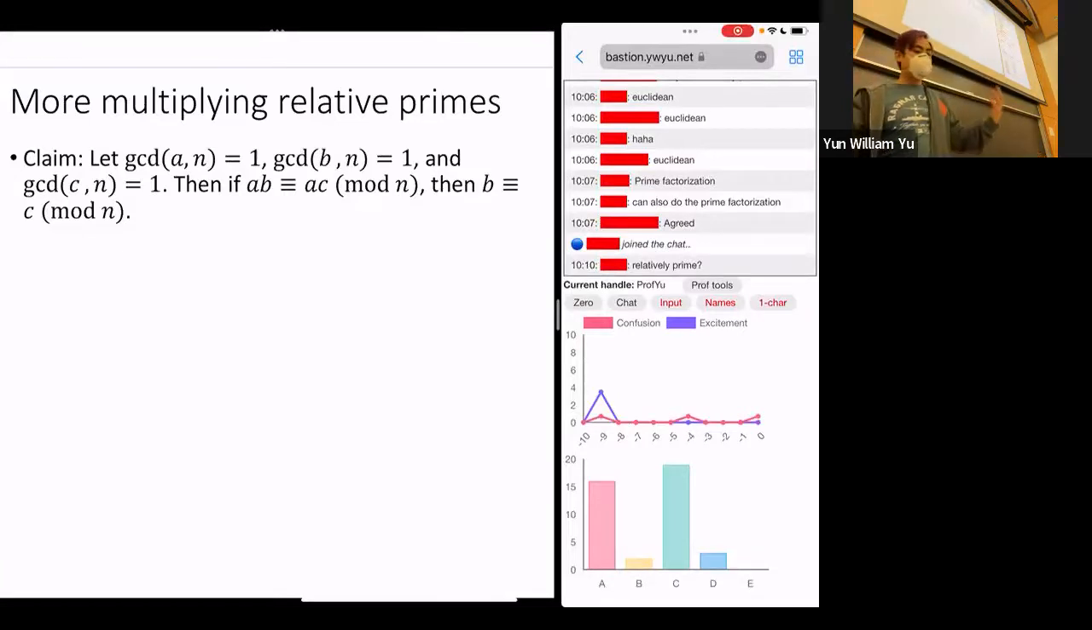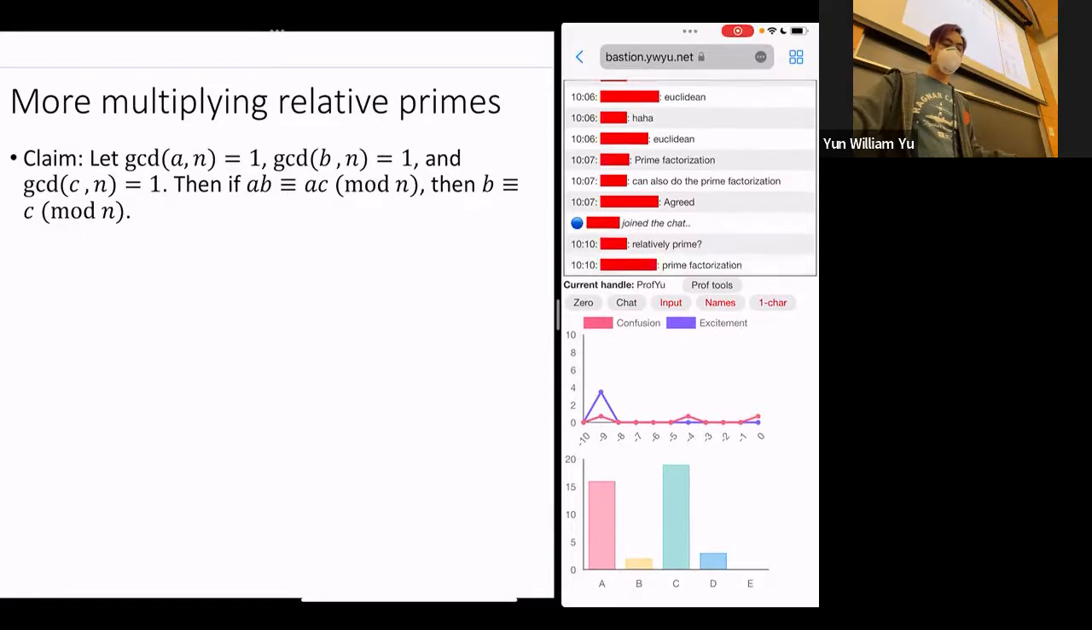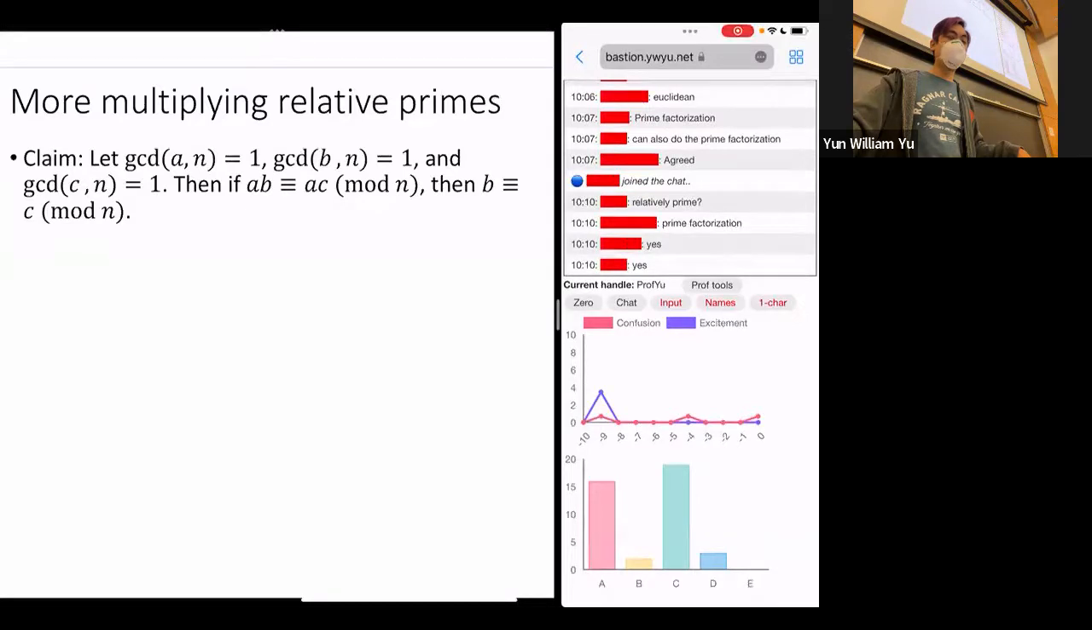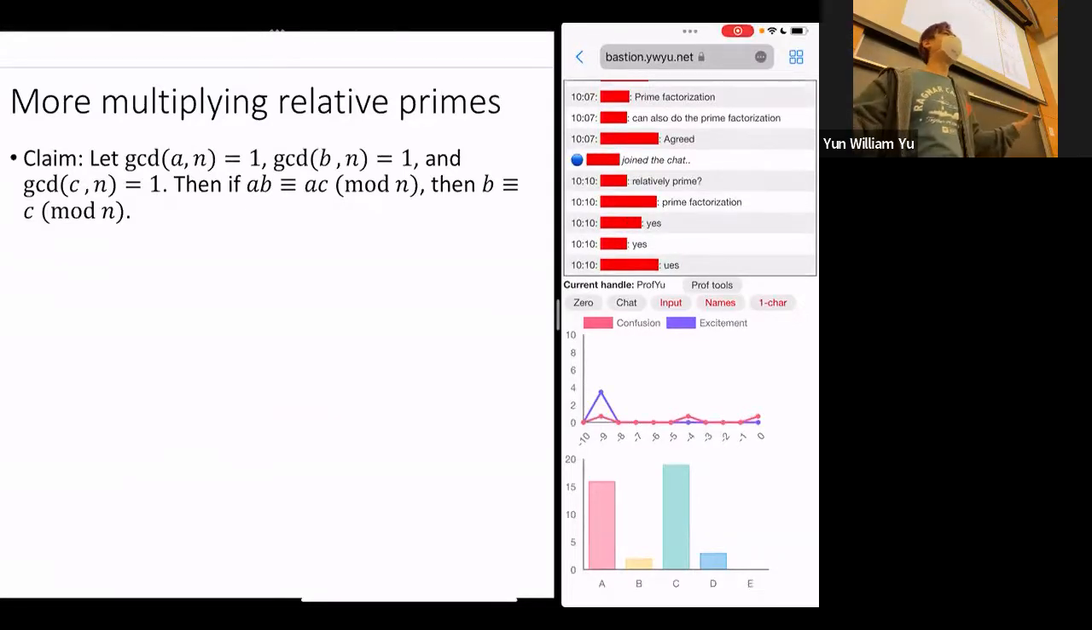So relatively prime. Okay, you're on the right track. What's relatively prime? So let me give you a hint. If I'm not working in modular arithmetic, if I'm just working in normal numbers, and I tell you that 5x is equal to 5y, why can I say that x is equal to y?